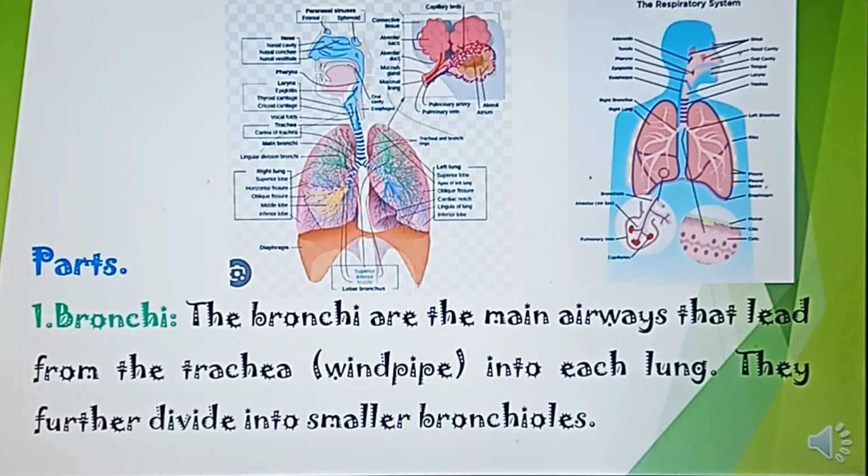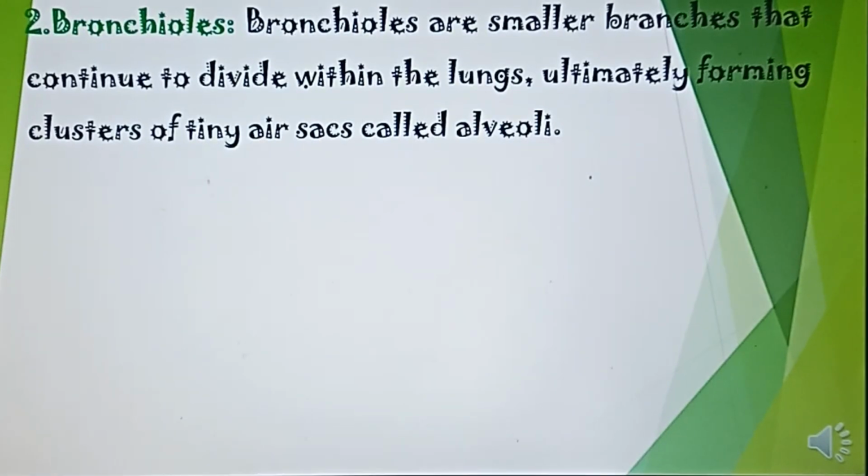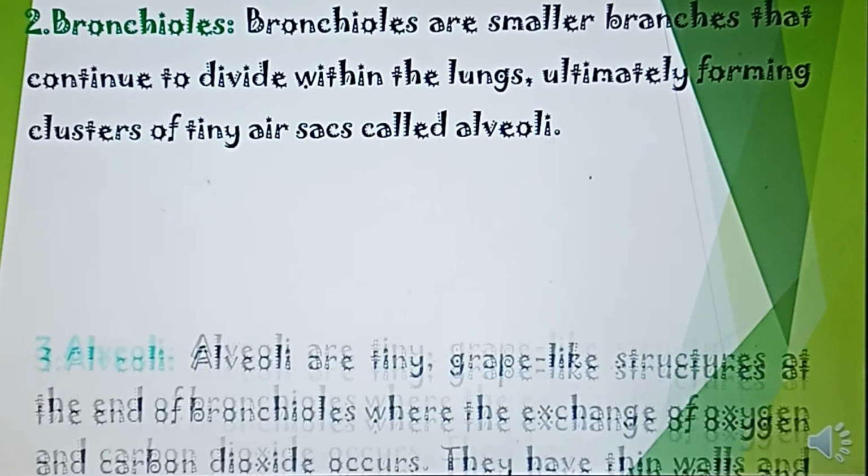Parts. Bronchi. The bronchi are the main airways that lead from the trachea (windpipe) into each lung. They are further divided into smaller bronchioles. Bronchioles are smaller branches that continue to divide within the lungs, ultimately forming clusters of tiny air sacs called alveoli.